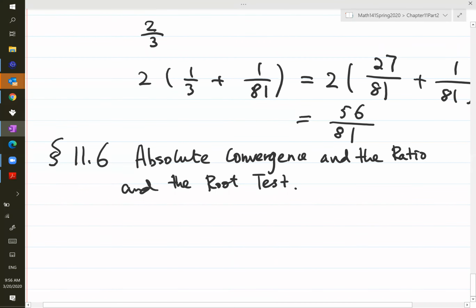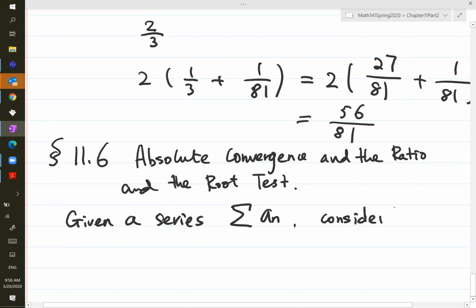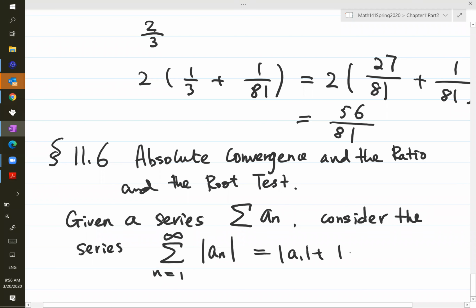Definition. Suppose we are given a series a_n. Sometimes the terms can be positive or negative. We then consider the series of the absolute values, which is the absolute value of a1 plus the absolute value of a2, etc.